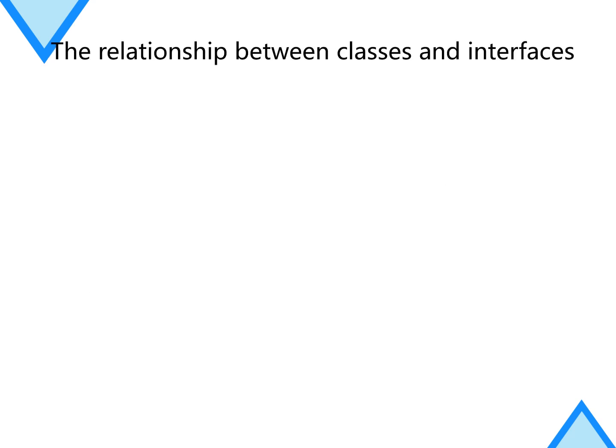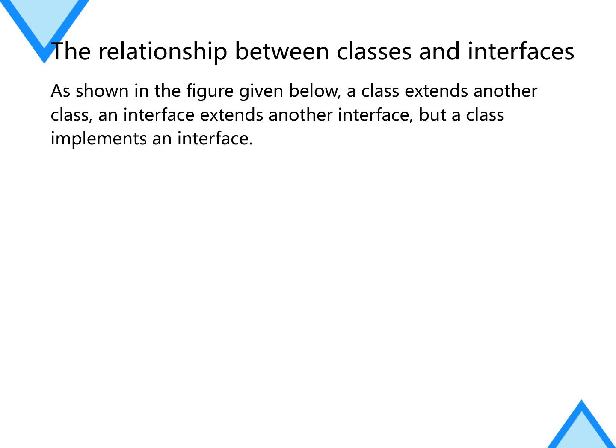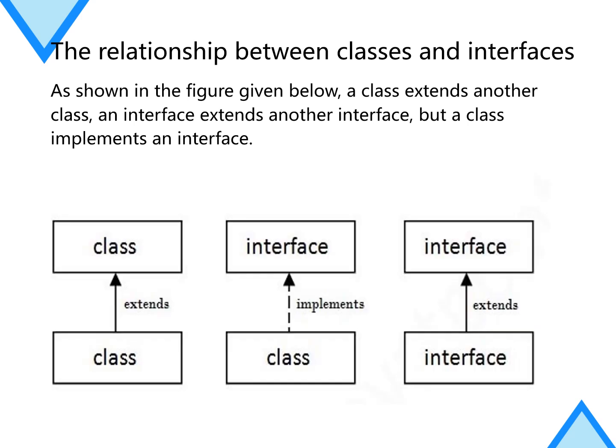Now let's study the relationship between classes and interfaces. Let's see the figure given below. A class extends a class, and an interface can extend an interface. But here a class implements an interface. So the relationship between a class and an interface is that an interface can be implemented by a class. So we can say a class implements an interface.